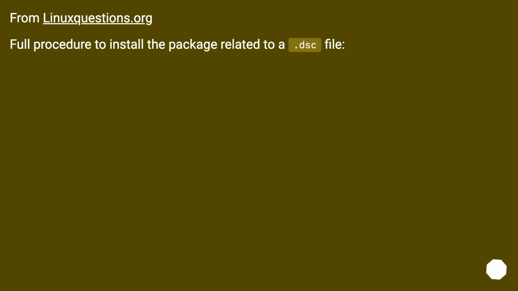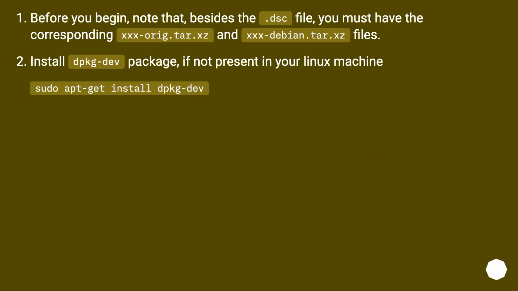From linuxquestions.org. Full procedure to install the package related to a .dsc file. Before you begin, note that, besides the .dsc file, you must have the corresponding .orig.tar.xz and .debian.tar.xz files. Install the dpkg-dev package, if not present on your Linux machine: sudo apt-get install dpkg-dev.